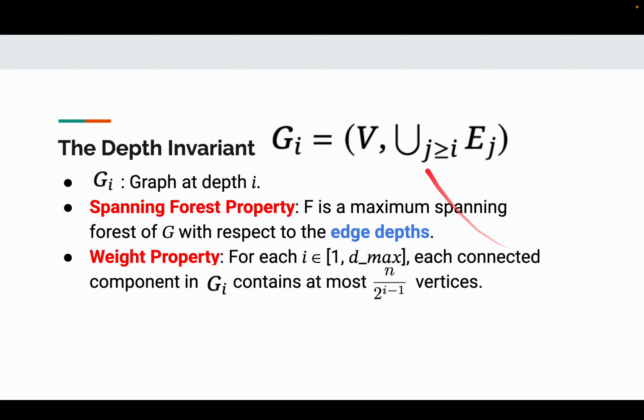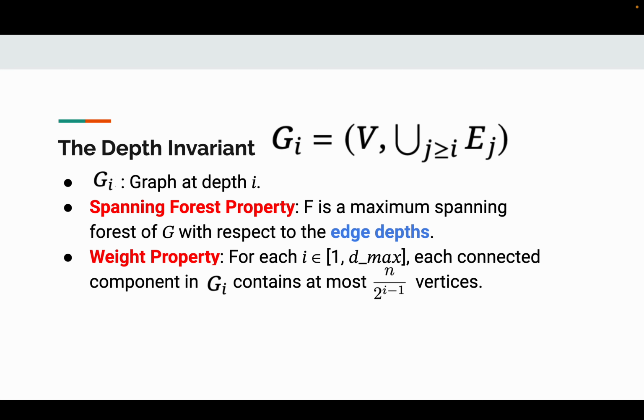So the depth invariant, which is defined here, we can see that GI is a graph. It represents the graph with at least depth of I. Let's just look at a definition. It includes all the vertices of the original graph, but it only includes edges which have a depth no smaller than I. Okay, so every edge in GI has at least a depth of I. This is the definition.